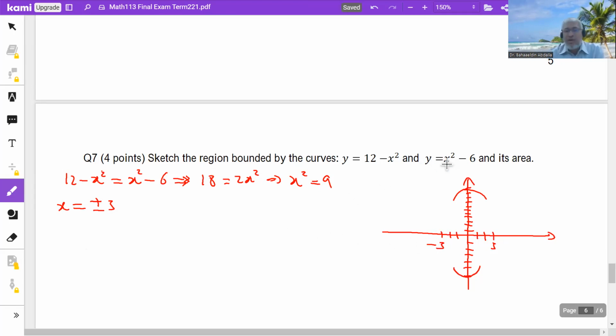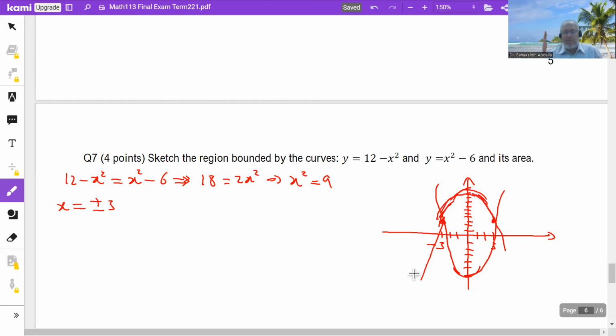And if you put 3 here, you'll have 9. 9 minus 6 is 3. So in fact, they meet at the points (3, 3) and (negative 3, 3). So you can sketch the graph of these two parabolas, and they meet at these points. And now this is the area between them. We need to find the area between them.